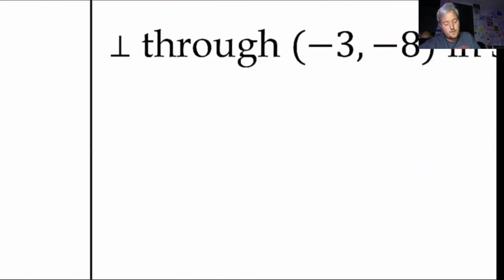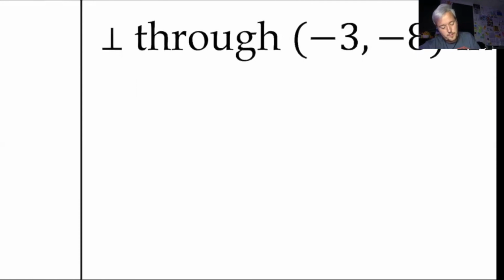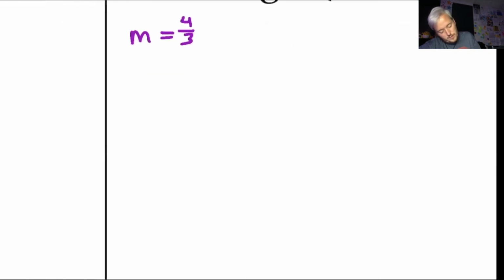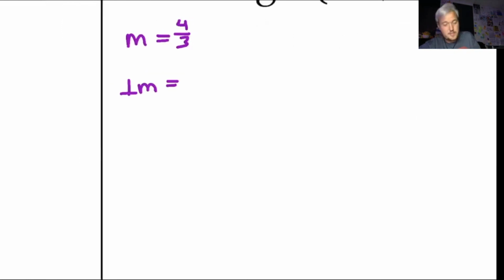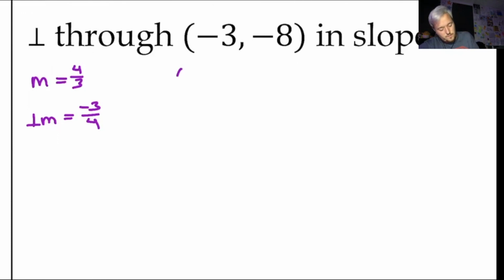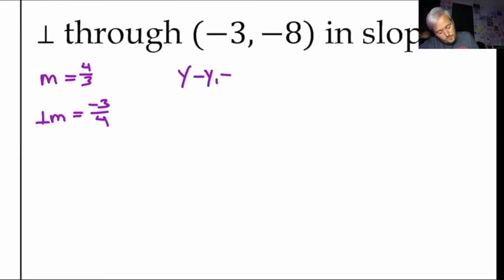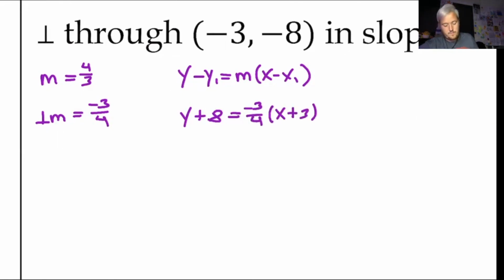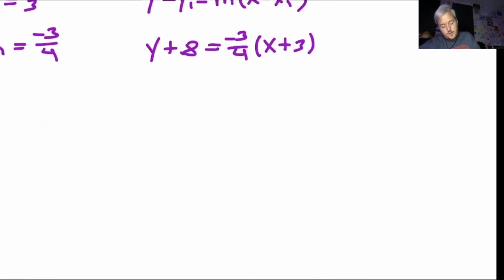All right, so now we have the upside down t, which means we want perpendicular. So my original slope is 4/3. So now my perpendicular slope is the opposite reciprocal. So flip the sign, flip the fraction. So we're going to go to negative 3/4. So once again, start with point slope form. So we're going to have y plus 8 equals negative 3/4 times x plus 3. Okay, so distribute.